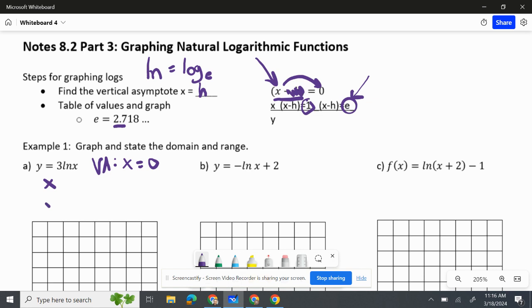Then we do our table of values. We have 1, and we have e. And remember, we're using the number 2.7 for e. When we plug in a 1, natural log of 1 is 0, times 3 is 0. If we plug in a 2.7, 2.7 natural log, remember that's just e, so it has a common base, and it becomes 1. 3 times 1 is 3.